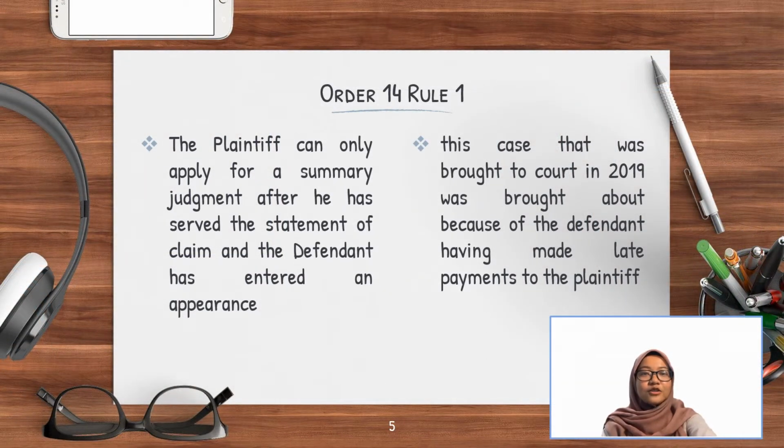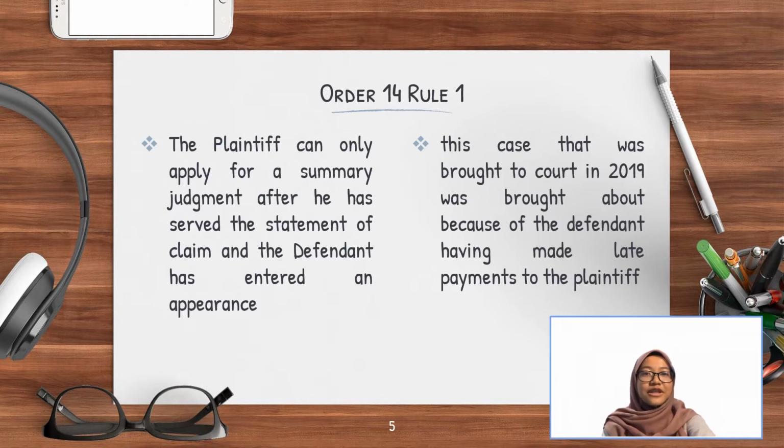Then, according to Order 14 Rule 1, the plaintiff can only apply to the court for summary judgment after he has served the statement of claim and the defendant has entered an appearance. This case was brought to court in 2019 because of the defendant having made late payments to the plaintiff. In this circumstance, there are a great deal of issues resulting from the agreement in the letter of award from both parties. So, that's all from me.